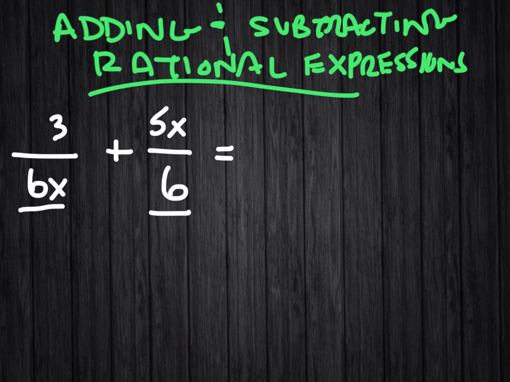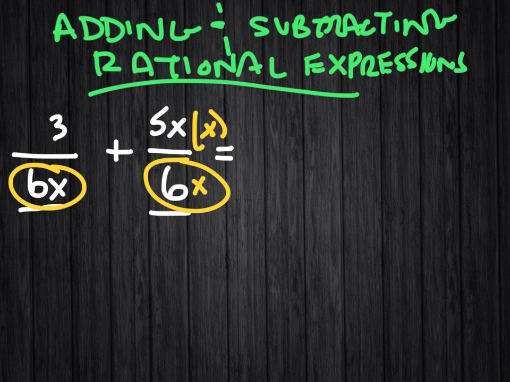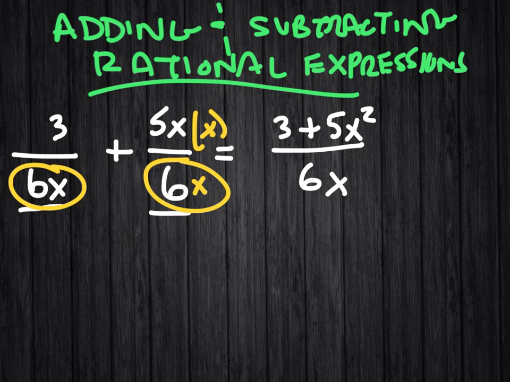Now if you notice that our denominators are not the same, and you can see how if we multiplied this side by x top and bottom, we would obtain the same denominator. We'd have 6x and a 6x. And so that's what we would do. And you would get 3 plus 5x squared all over 6x.